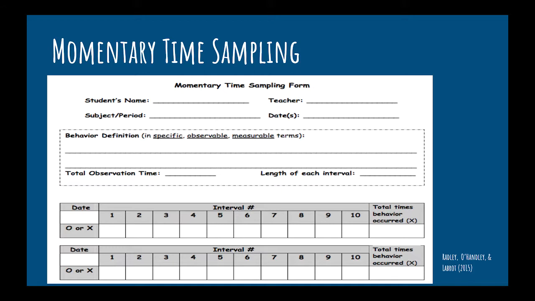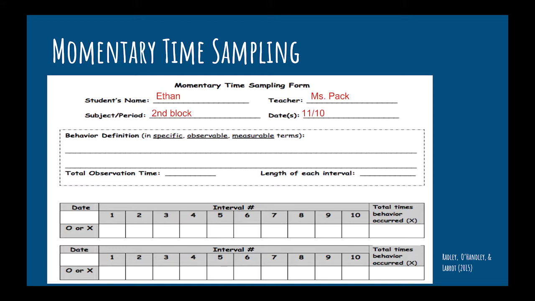In momentary time sampling, the observer looks up and records whether a behavior occurs or does not occur at the end of the interval. A timer or watch can be used to keep track of the intervals, observe whether a behavior is occurring, and record the results on a data sheet. A major advantage of momentary time sampling recording process is that a teacher does not need to be attending to a student's behavior all the time.